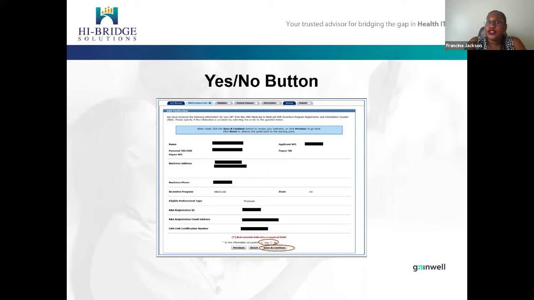Now, on your application, you want to make sure that all the information is correct. And if you click yes at the bottom, that means that you are certifying that the information on CMS is the same as what you have on the GAMIS website. Now, if you click yes and the information is not correct, then you're going to receive an error message at the very bottom that says refer back to CMS.